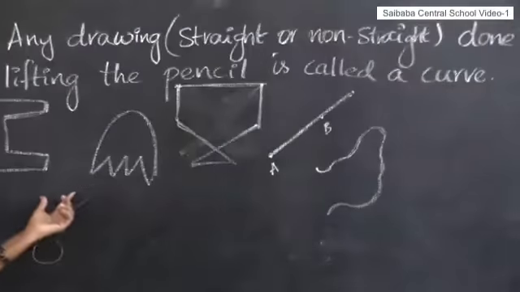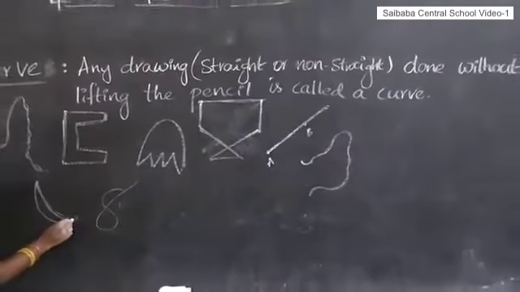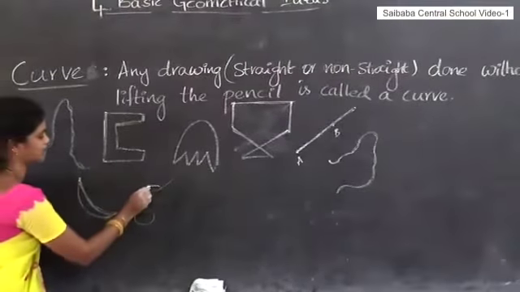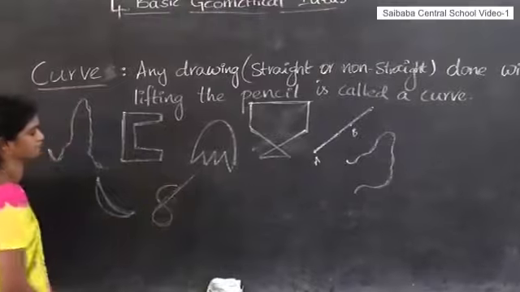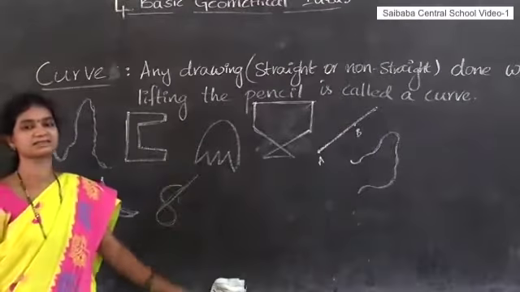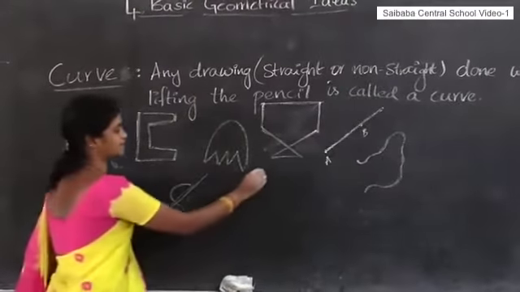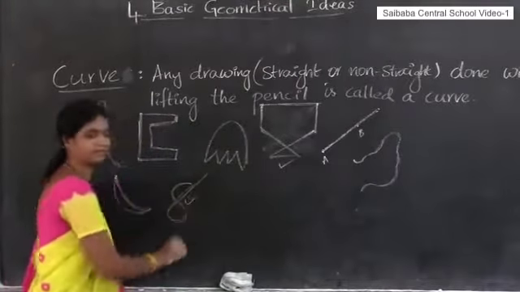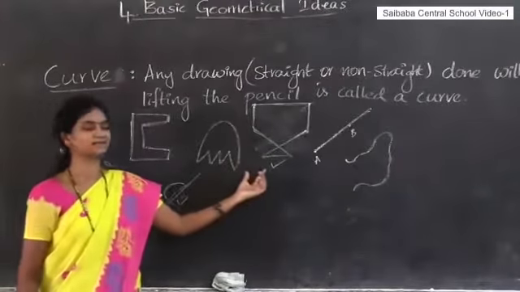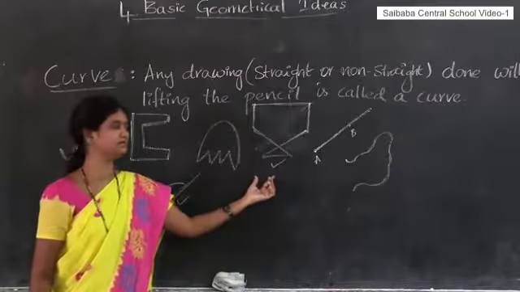Here, if you observe, this is a crescent moon. And this one is also one more curve. These are all called simple curves except this figure and this figure. These two figures are not simple curves.